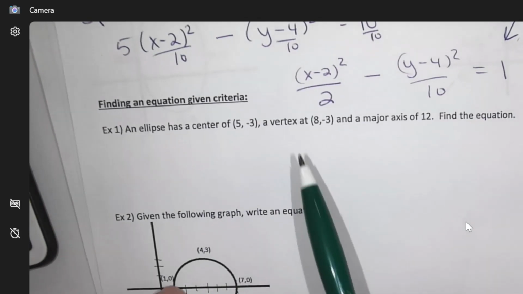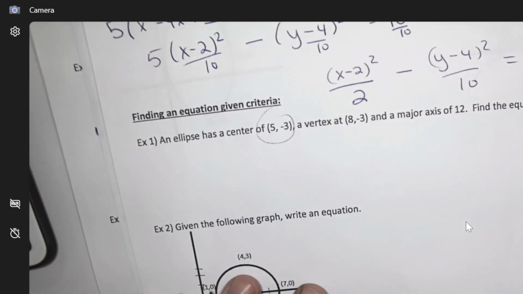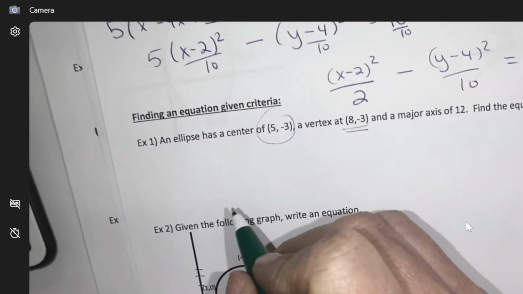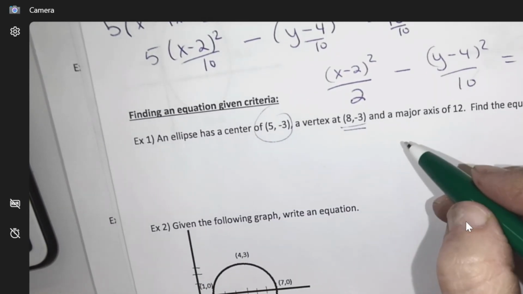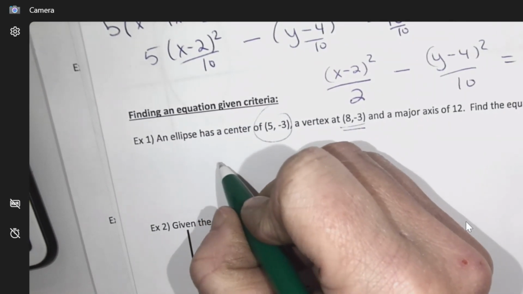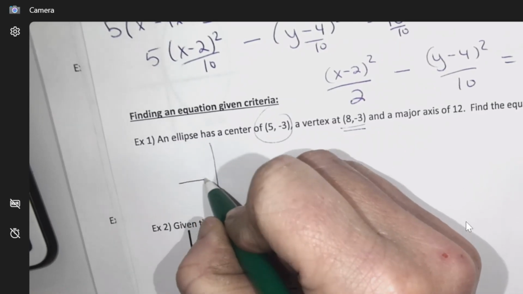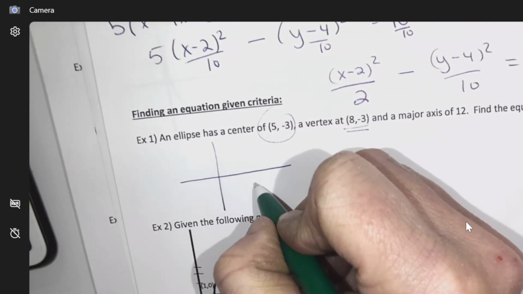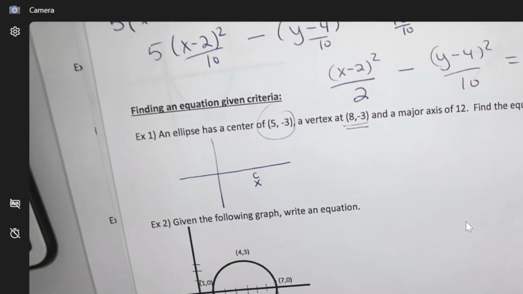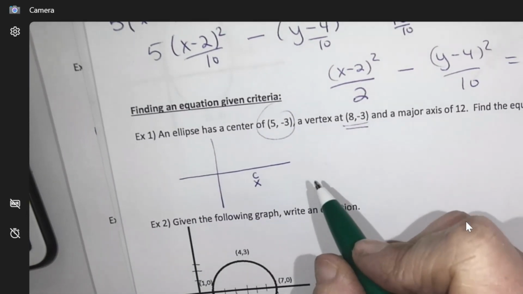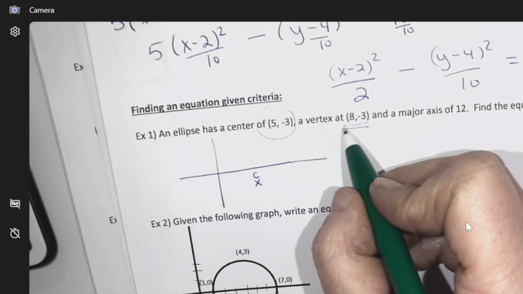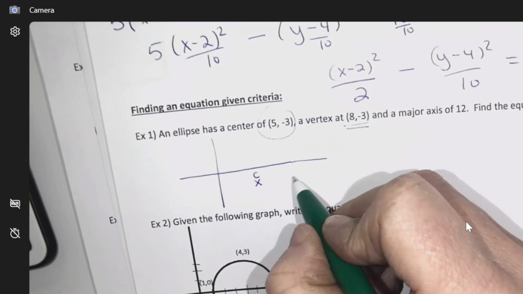Okay, an ellipse has this as a center and a vertex there. So I'm a visual person, so I'm kind of thinking 5, -3. 5, -3. And then I have 8, -3.